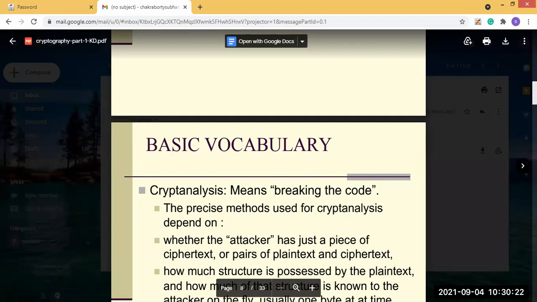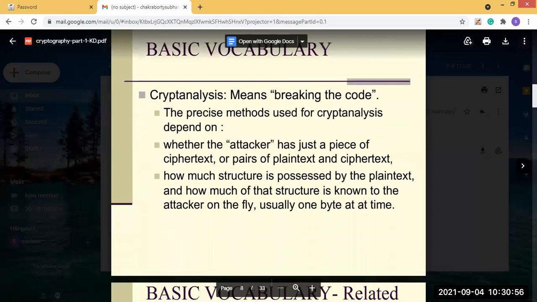Now the precise methods used for cryptanalysis depend on whether the attacker has just a piece of cipher text, or pairs of plain text and cipher text. That is why he or she is able to break the code, because otherwise, if it doesn't contain that, the attacker cannot break the code. So it depends on how much structure is possessed in the plain text and how much structure is known to the attacker. That's why he or she can break that code. Otherwise, it cannot be broken.